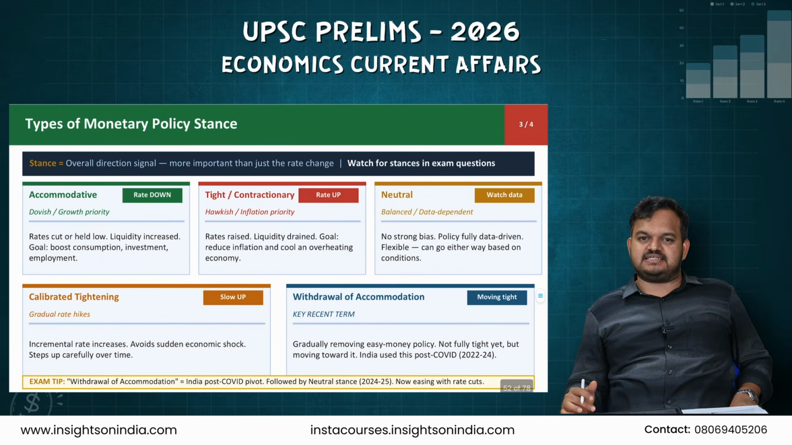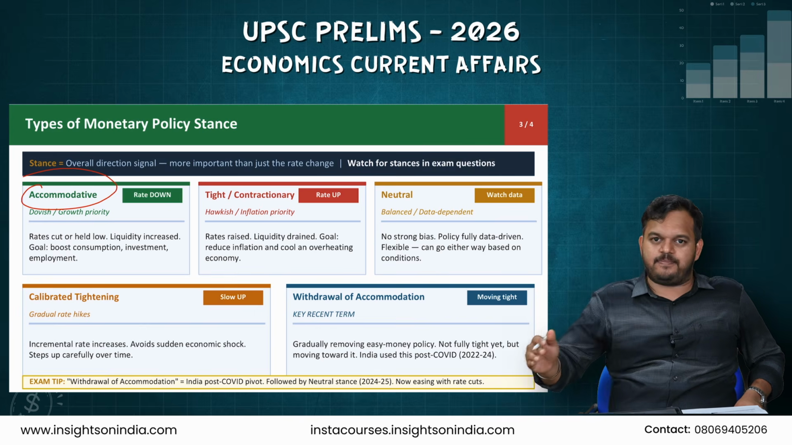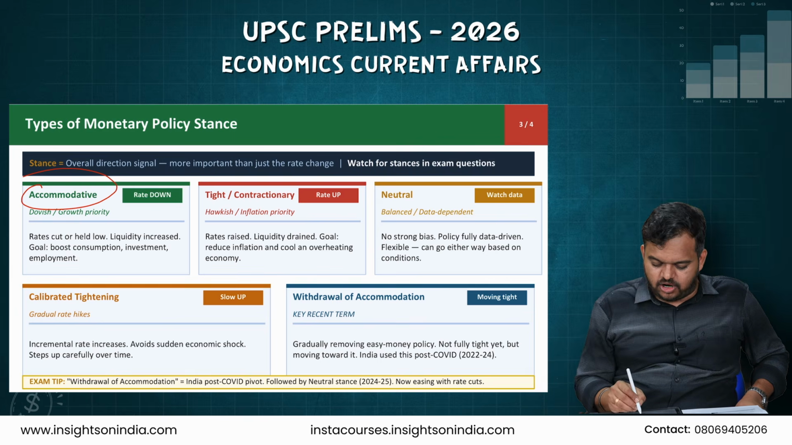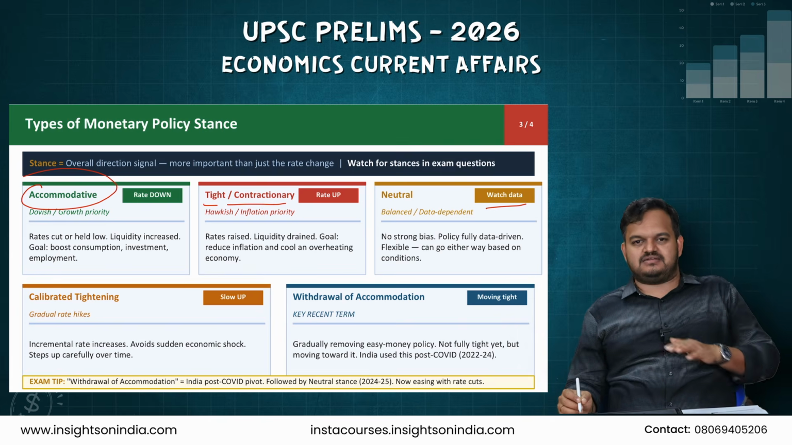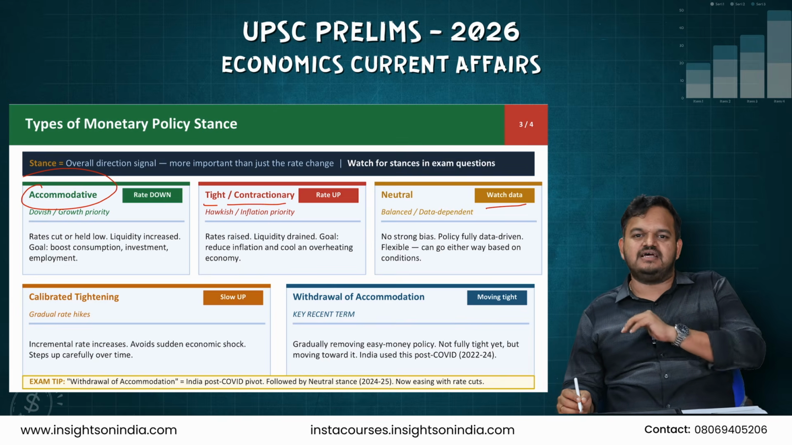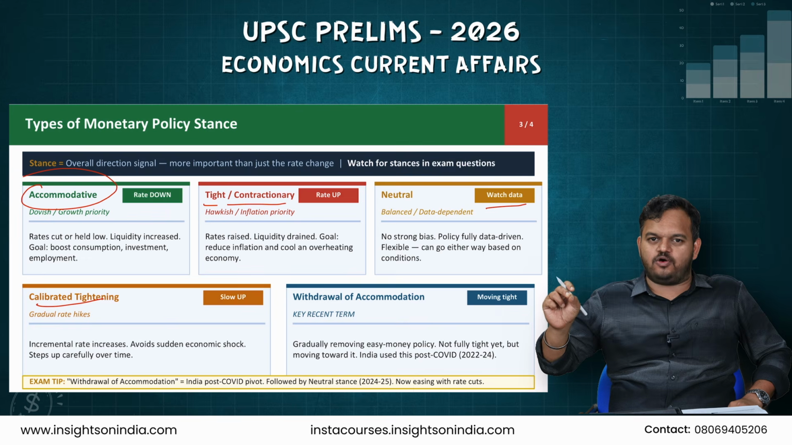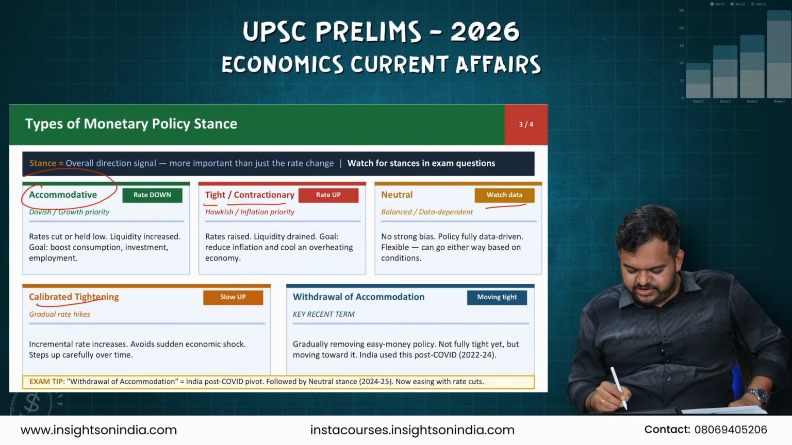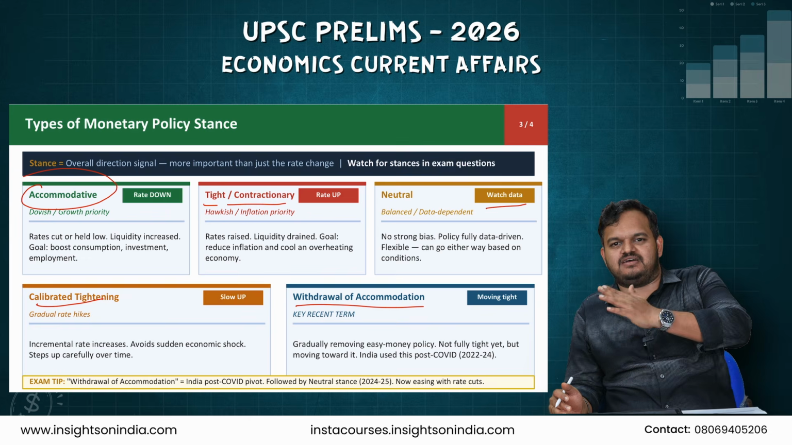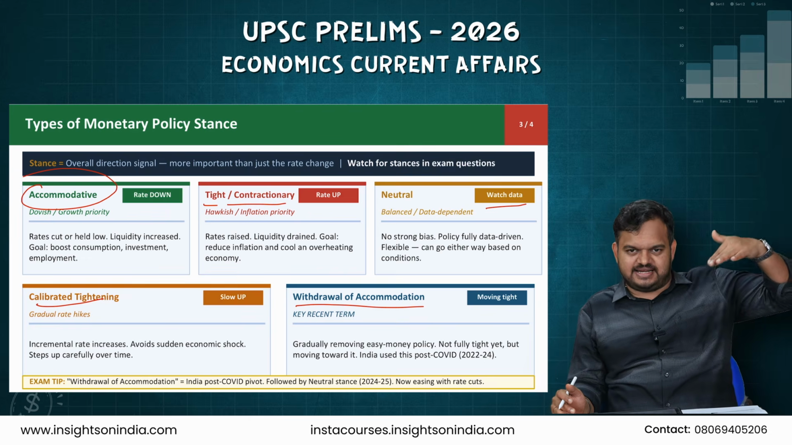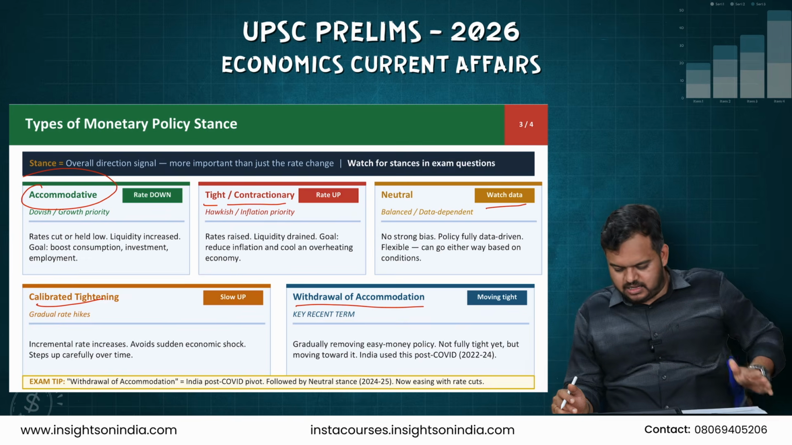So what are the types of monetary policy stance? These terminologies you will be hearing in the news every now and then. Accommodative stance means the repo rate is gradually getting reduced. Contractionary or tightened monetary policy stance means slowly the repo rate is getting increased. Neutral means the Monetary Policy Committee has neither increased the repo rate nor decreased the repo rate. Calibrated tightening means slowly, gradually the rates are going to be increased, calibrated, well thought out. Withdrawal of accommodation also means a much slower tightening of the repo rate. Accommodation means it has reduced it very much. Slowly it is withdrawing it. Slowly it is increasing or has started to increase the repo rate.